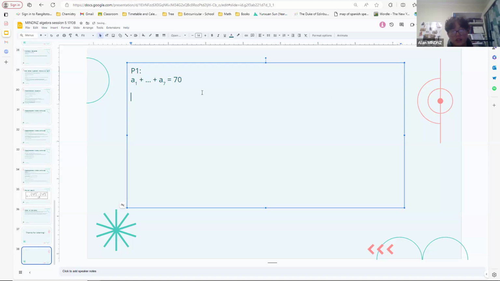Before, we defined that the nth term of an arithmetic sequence or progression is an equals a1 plus n minus 1 times d, where d is the common difference. So here we can just plug in values of n. So we know that a2 equals a1 plus d, a3 equals a1 plus 2d, dot, dot, dot, a7 equals a1 plus 6d.